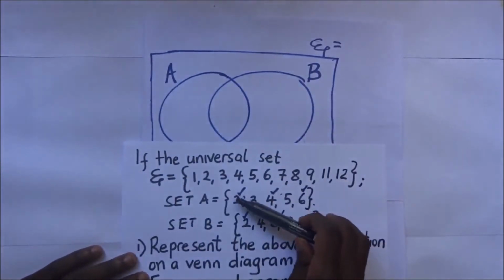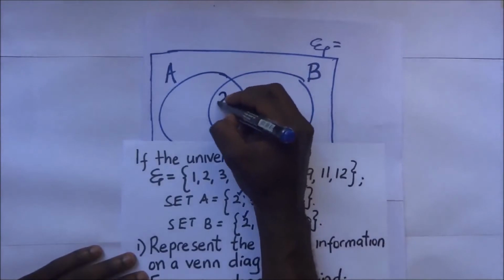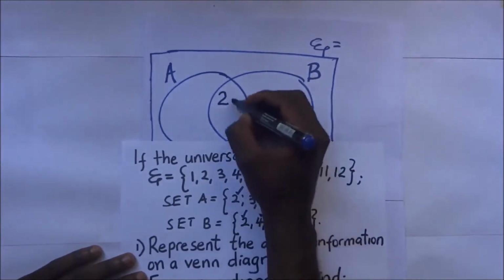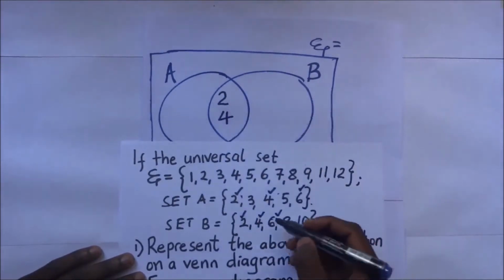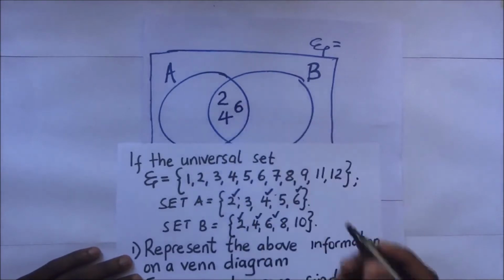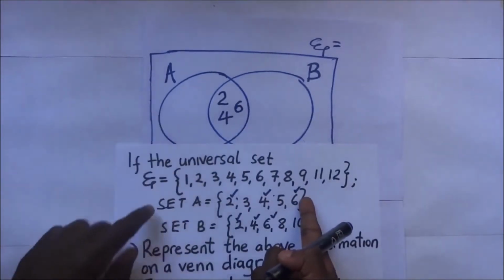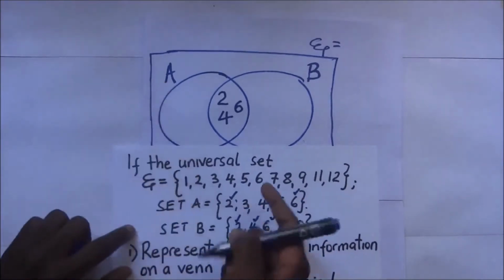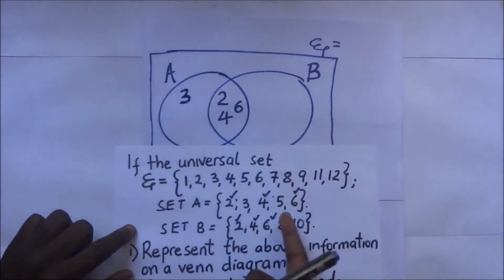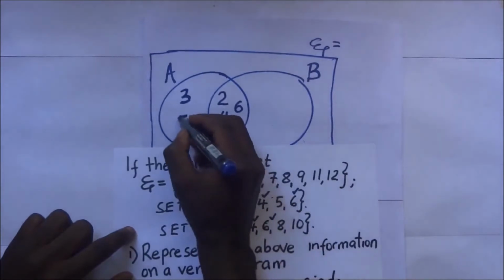So in the intersection we have 2, we have 4, and we have 6. Those are the elements that are shared. The rest that are not shared go in set A, for example 3 is not shared, so we'll put 3 there, and 5.